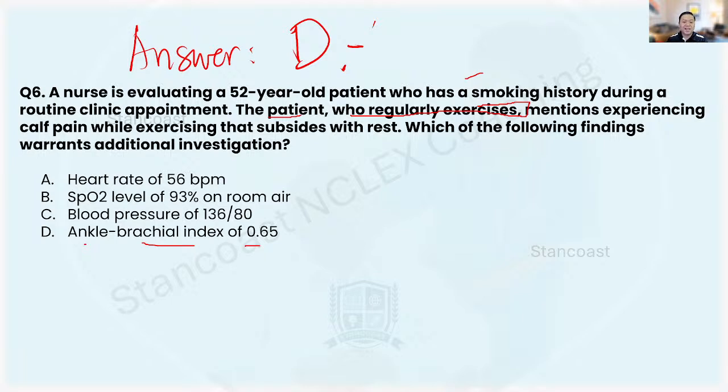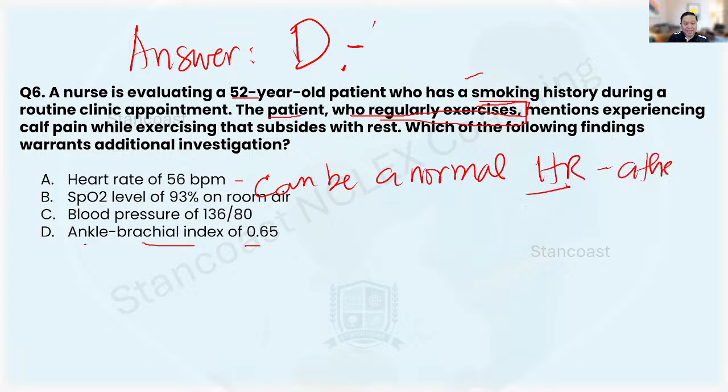Because when you look at letter A, what is in letter A? A heart rate of 56 beats per minute. As I have said earlier, pay attention to the medical history of the patient, their lifestyle. 52 years old, regularly exercises. Yeah, this can become a normal range for the patient, especially for those athletic individuals. So they are going to be slightly bradycardic if they are athletes, guys.